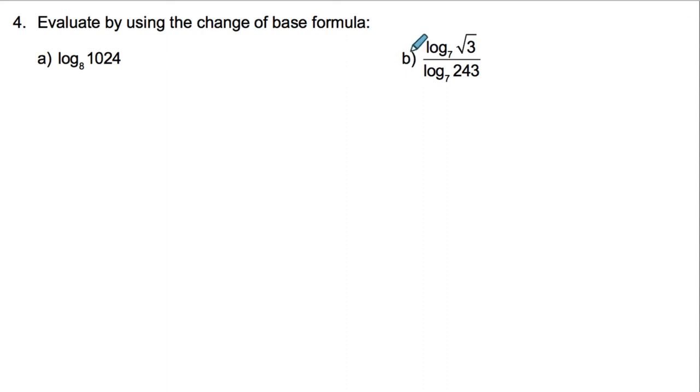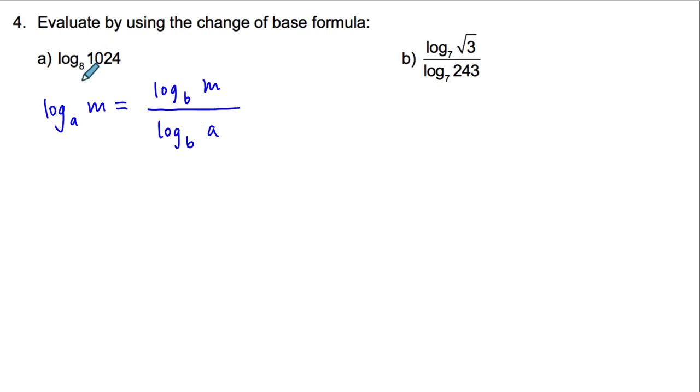Now let's take a look at part B. If we just remind ourselves of the change of base formula, we have that log base a of m is equal to the quotient of two exponents, or the output of two logarithmic expressions. And we can see that we change the base to any acceptable base, which means a base between 0 and 1 or greater than 1.